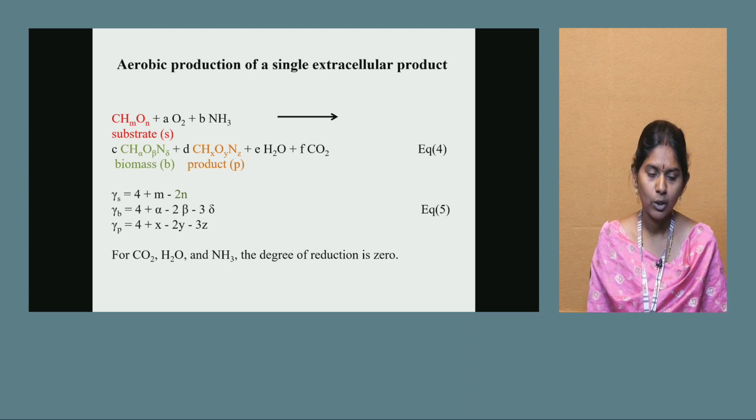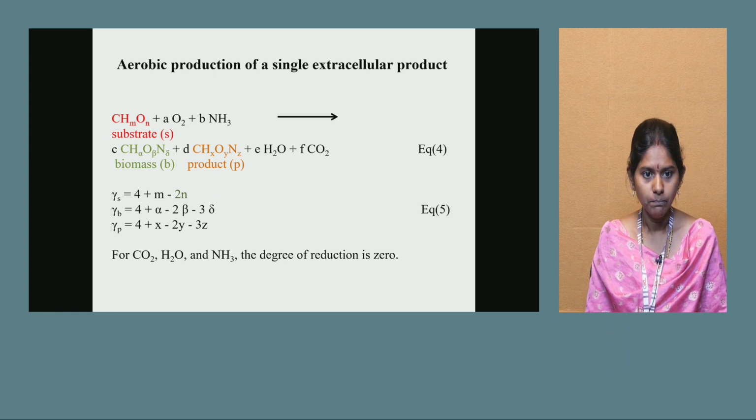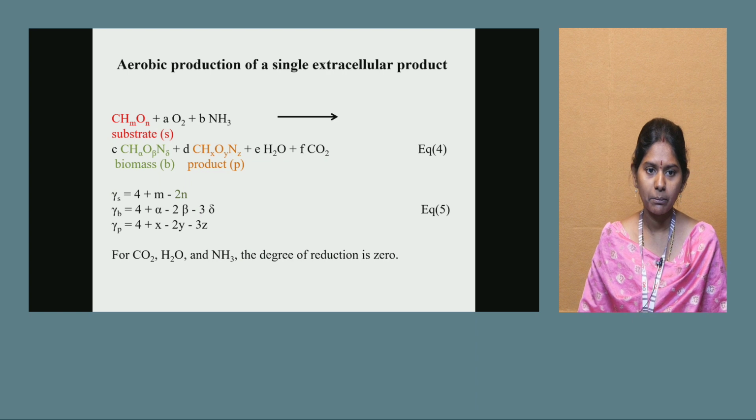As well as the product. For carbon dioxide, water and ammonia, the degree of reduction is 0. Because if we calculate for carbon dioxide, the degree of reduction of carbon is 4, and there is 1 carbon atom, so 1 into 4 minus 2 into 2, so it is equal to 0. Similarly for water and ammonia also.